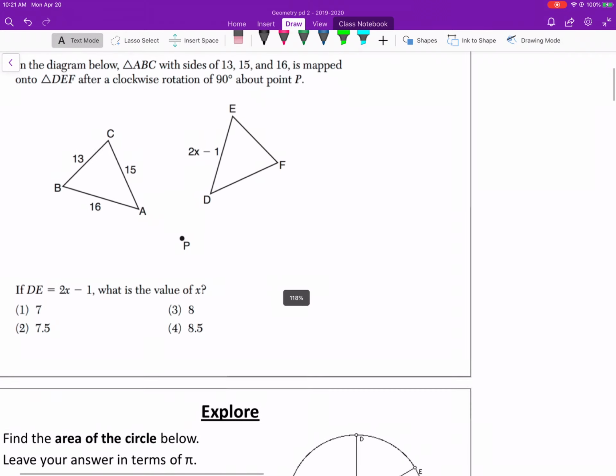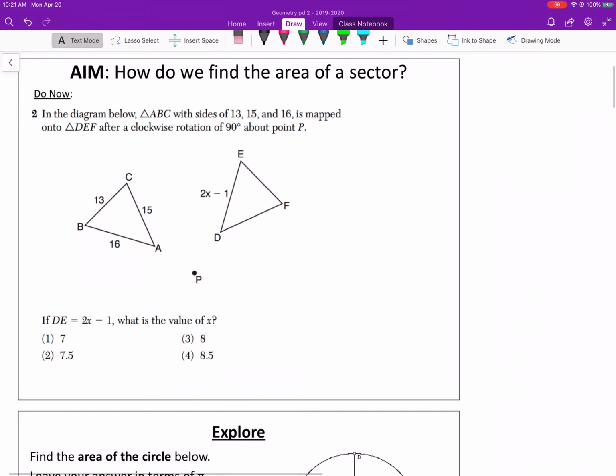Let's take a look at today's do now. In the diagram below, triangle ABC with sides of 13, 15, and 16 is mapped onto triangle DEF after a clockwise rotation of 90 degrees about point P. If DE is equal to 2x minus 1, which is right here, what is the value of x?